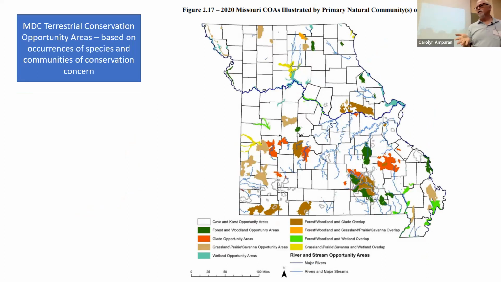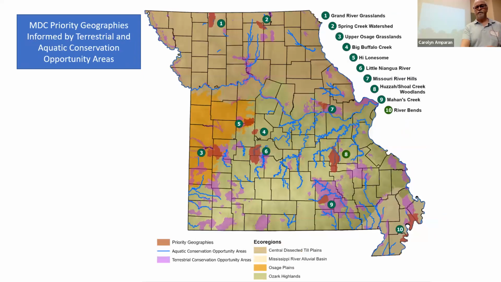And then on the terrestrial side, they looked at the distribution of the element occurrence records of rare species and significant natural communities. Again, a pretty rigorous look at things, and they came up with these terrestrial conservation opportunity areas. The question: were they looking at all of it, whether it was public or privately owned, or was that just for publicly owned? That was looking at all of it, public or private.